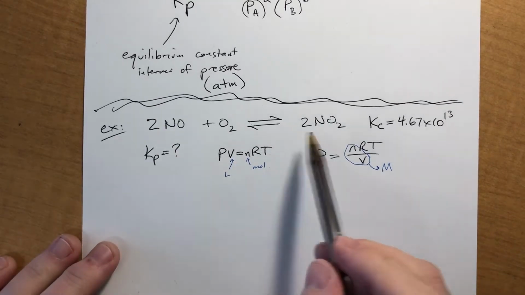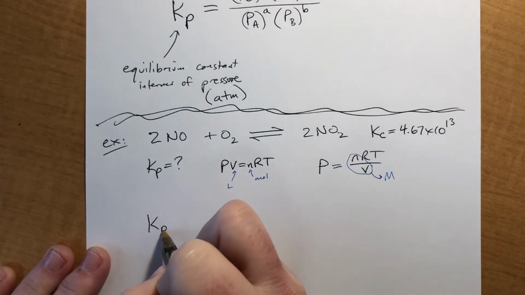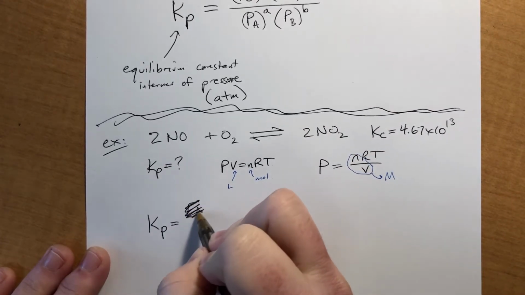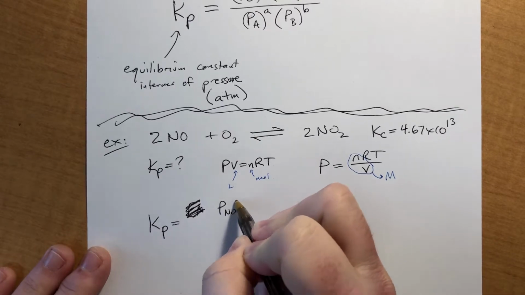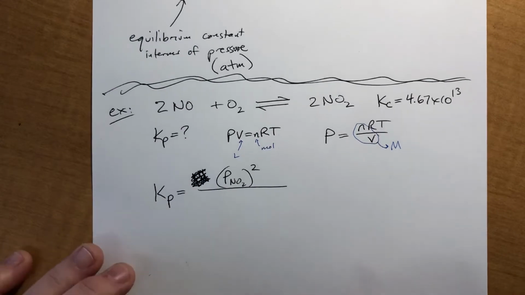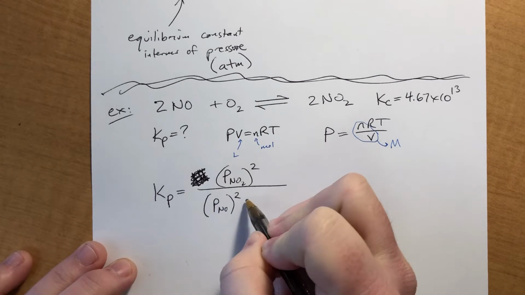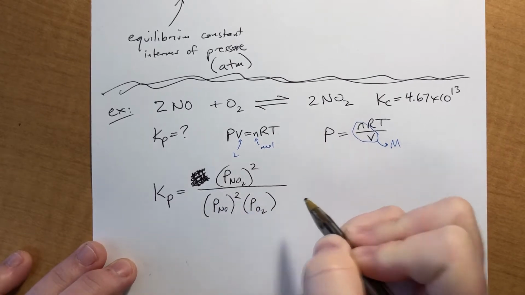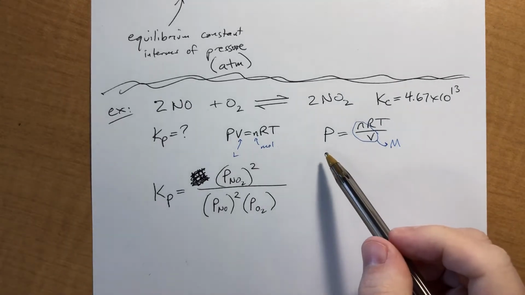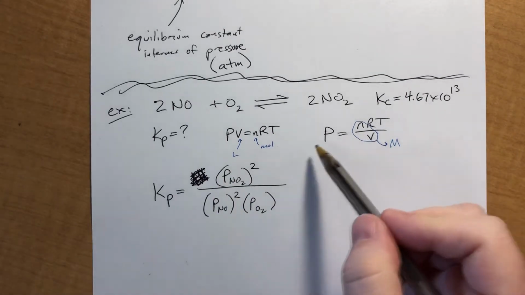If we wanted to do this in terms of Kp, we could just do products over reactants. For this particular example, it's the pressure of NO2 squared, divided by the pressure of NO squared and the pressure of O2. Well, we said that P is essentially equal to molarity times RT, so for each of these we could plug in molarity times RT because that's what P is equal to.